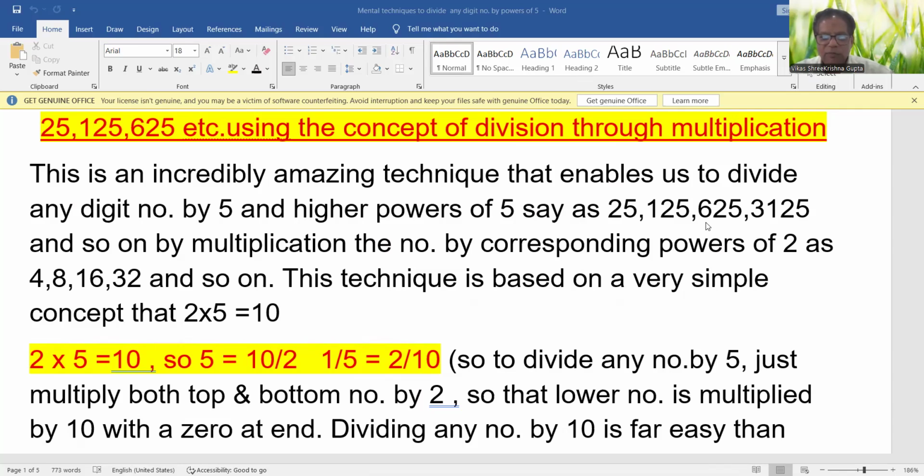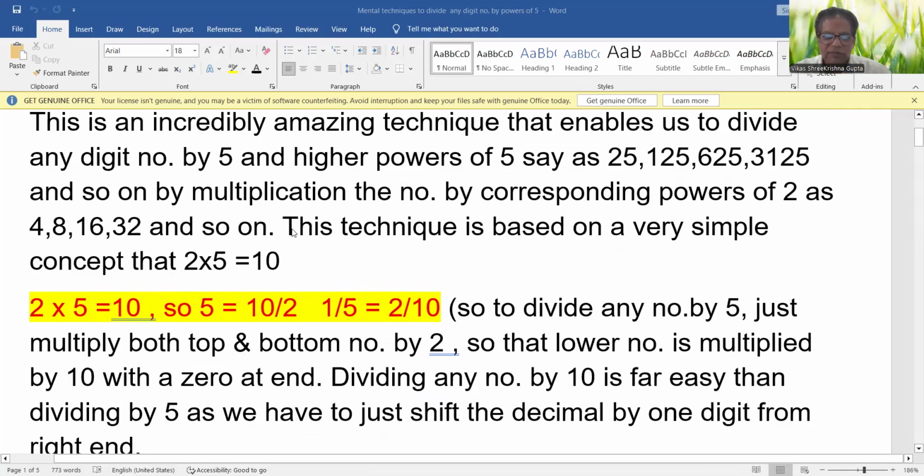Now multiplying by 4, 8, 16, 32 means that you are multiplying the number that many times by 2 as the power of 2 is there. Suppose I have to multiply by 4, means 2 into 2. So 2 times multiplying the number by 2. In the same way, I have to multiply the number by 8. It means 2 into 2 into 2, means 2 cubed. So I have to multiply the number 3 times by 2. In the same way, for 32 and for 64.